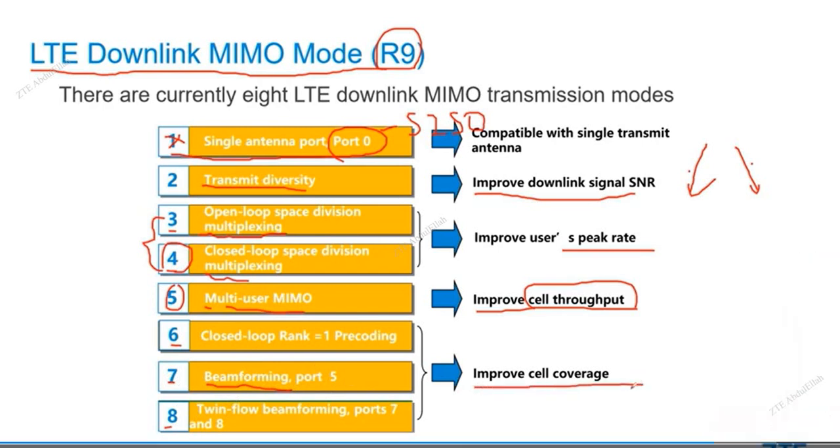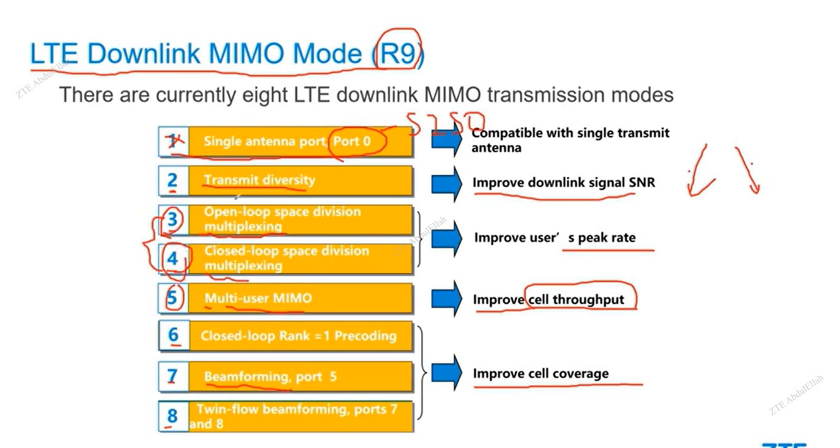Here, you should pay attention to mode 2, mode 3, and mode 4, because in real networks we widely use these three modes. That means if you just want to improve the coverage, please select mode 2. If you want to increase the throughput in a high-speed scenario, please select mode 3. If you want to improve the throughput in a low-speed scenario, please select mode 4.